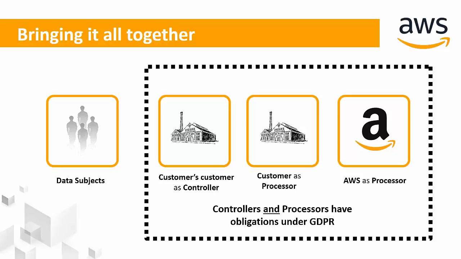And again, of course, the controller and the processor have obligations under GDPR. So the controller may be the company who's using the SaaS application, then the SaaS provider as a processor, and as well AWS as another processor. So I explained a little bit some concepts.